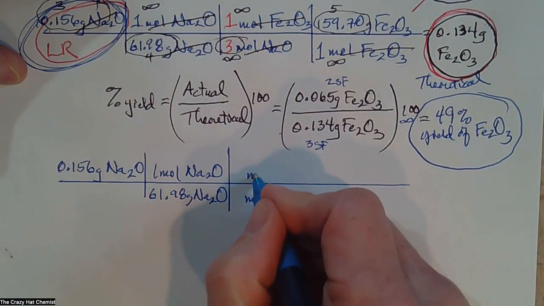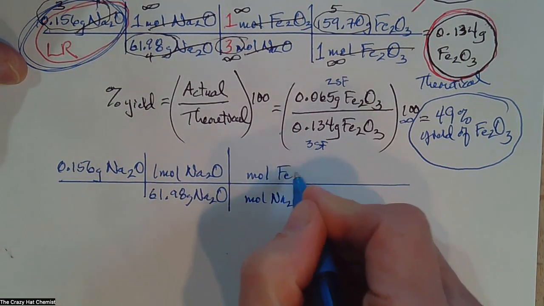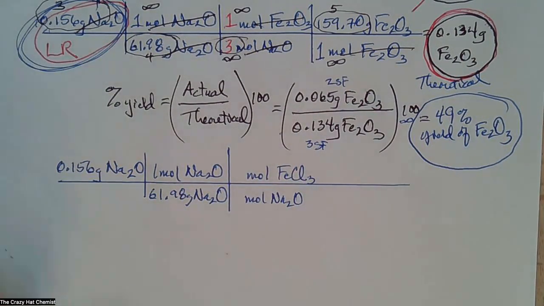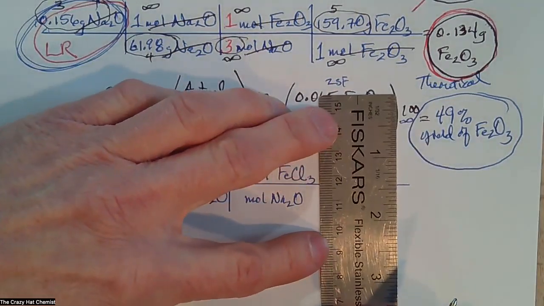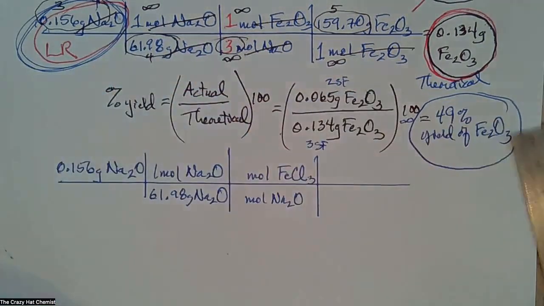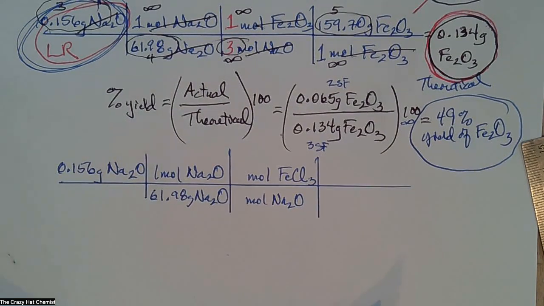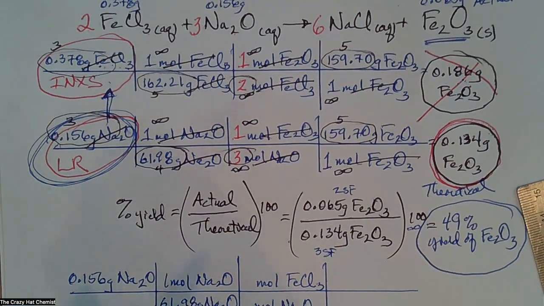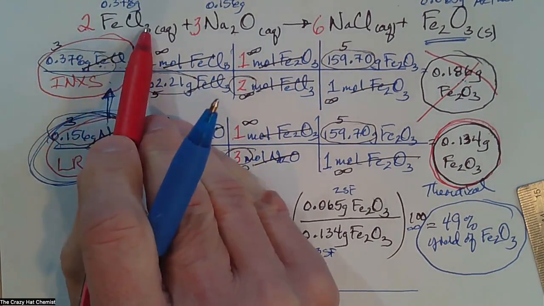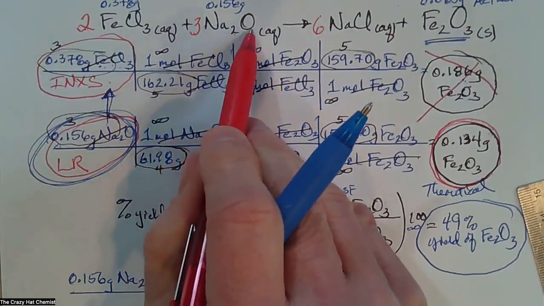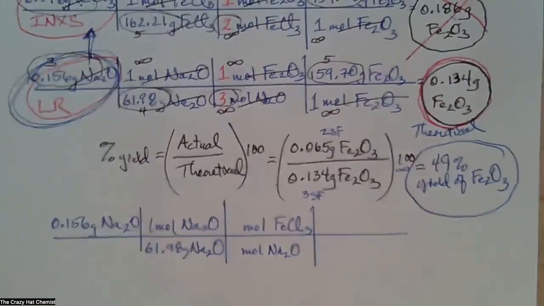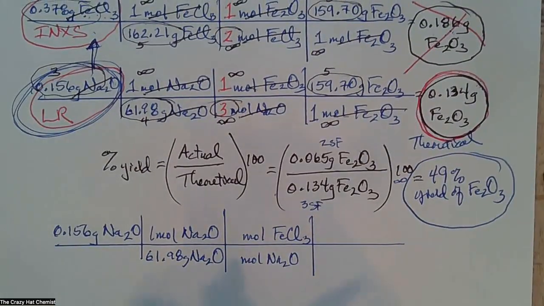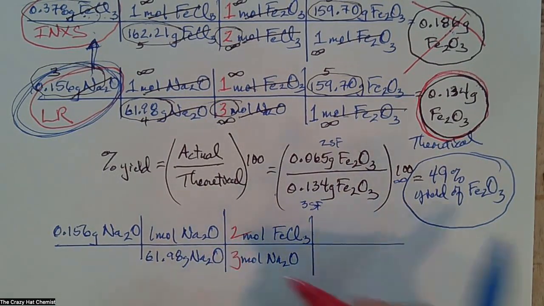Moles of Na2O and moles of FeCl3. Now, I haven't used this mole ratio together here specifically in this problem. We'll just look at our balanced equation to make sure that we got what we want. And that is, I'm going to use a 2 in front of the ferric chloride and a 3 in front of the sodium oxide. That's again coming from our balanced equation. So that is a 2 in front of the ferric chloride and a 3 in front of the sodium oxide.